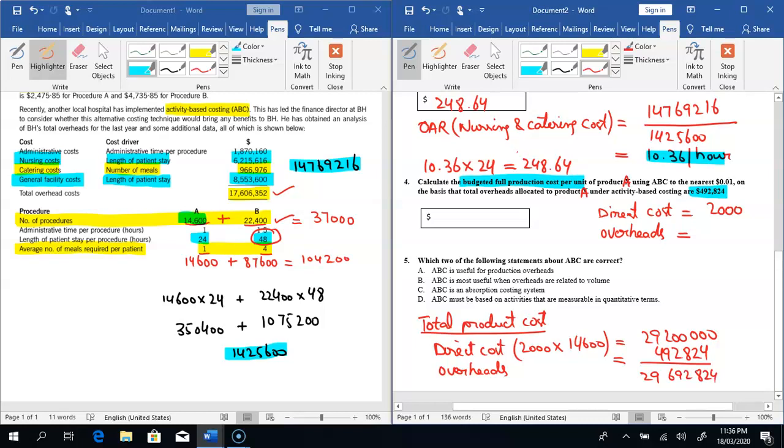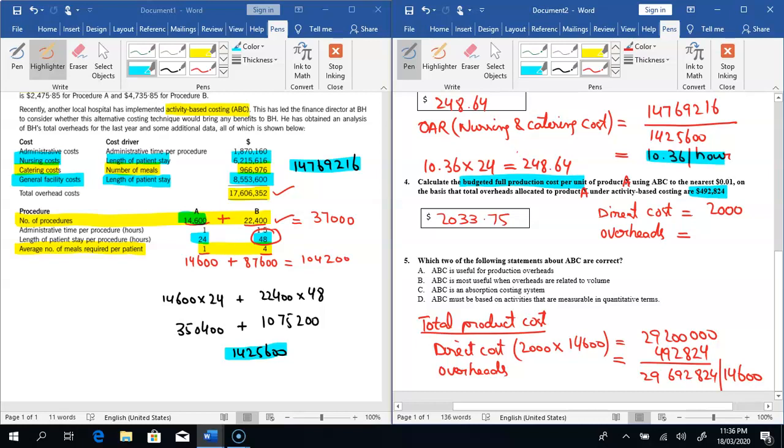Now to make it per unit, we need to divide this by 14,600. So if I divide 29,692,824 by 14,600, what I will get is 2033.75. So this is the answer, 2033.75.